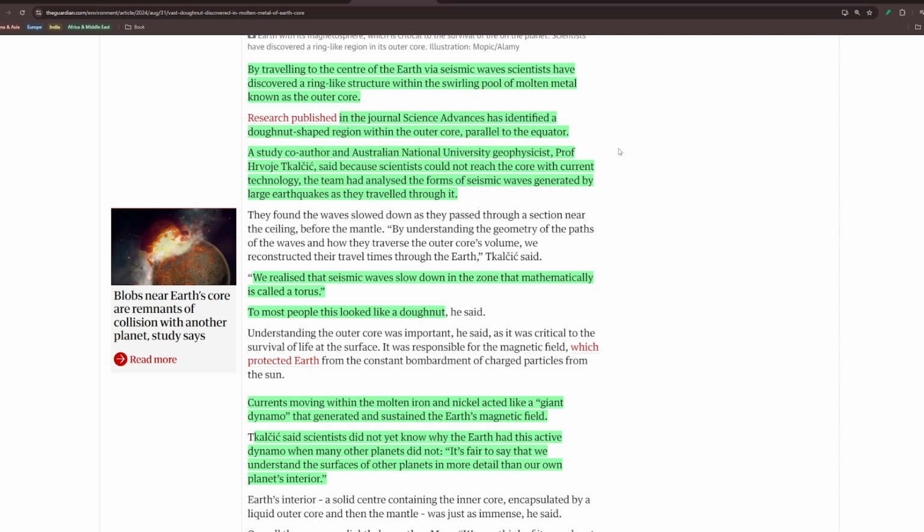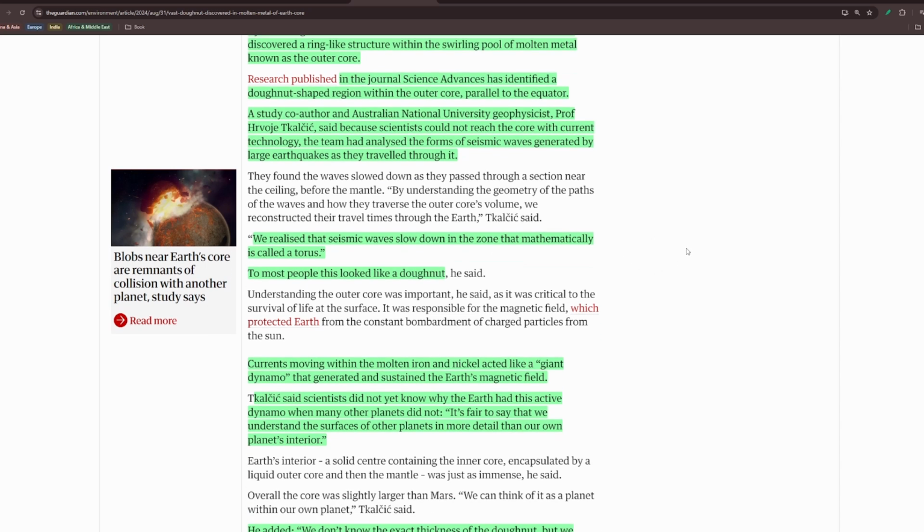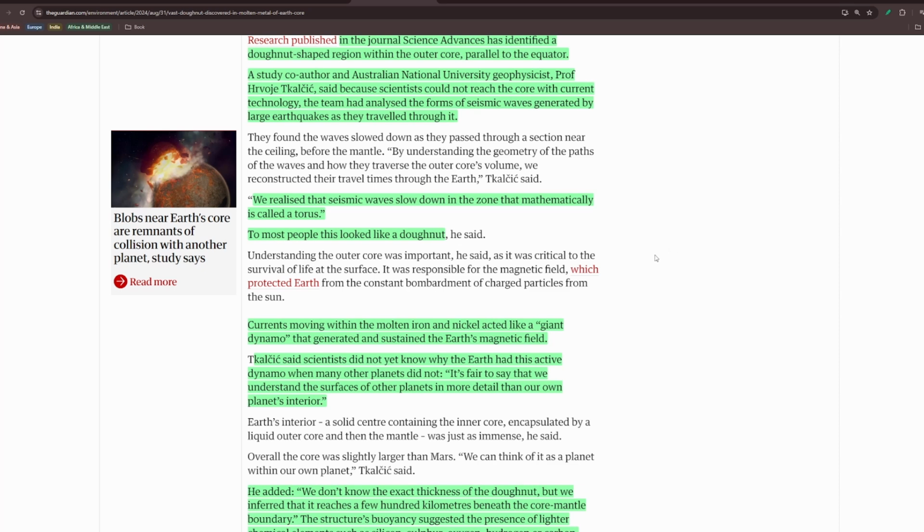They found the waves slowed down as they passed through a section near the ceiling before the mantle. By understanding the geometry of the paths of the waves and how they traverse the outer core's volume, we constructed their travel times through the Earth. We realized seismic waves slowed down in the zone that is mathematically called a torus. To most people, this looks like a donut.